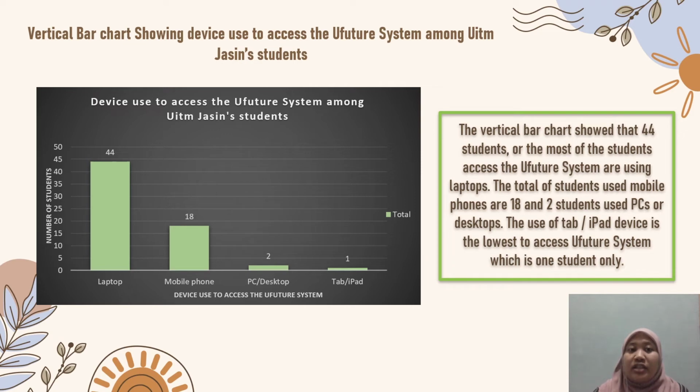The vertical bar chart shows the device used to access the UiFuture system among UiTM Jasin students. So from the bar chart, 44 students, or most of the students, access the UiFuture system using a laptop. The total of students who use a mobile phone is 18 and 2 students use a PC or desktop. The use of a tab or iPad is the lowest way to access the UiFuture system, which is only 1 student.